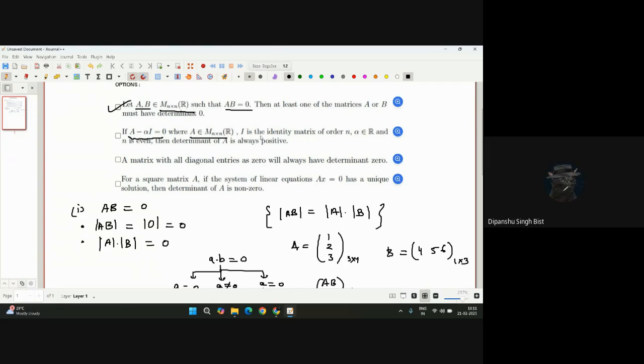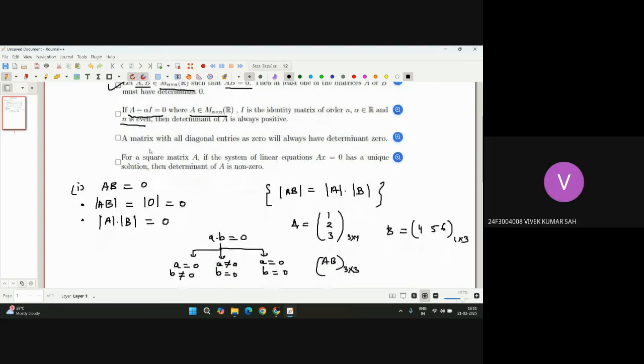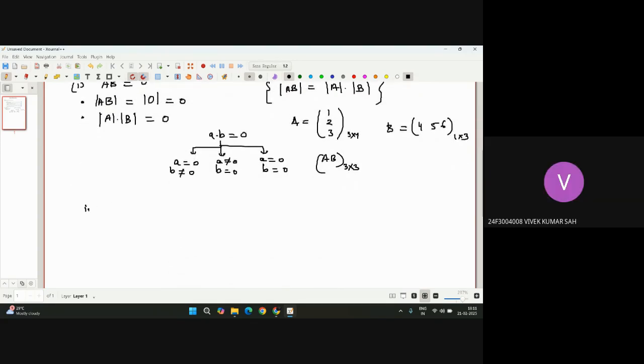Continue. Okay. And then it says if n is even, then the determinant of A is always positive. So what should be our approach? The property says A is equal to alpha times I. Let's write it as A equal to alpha I and take determinant on both sides.